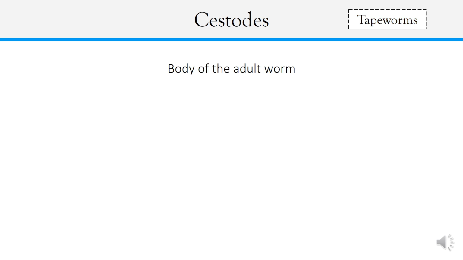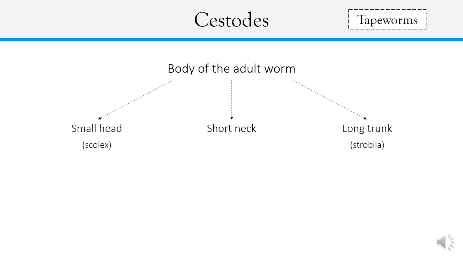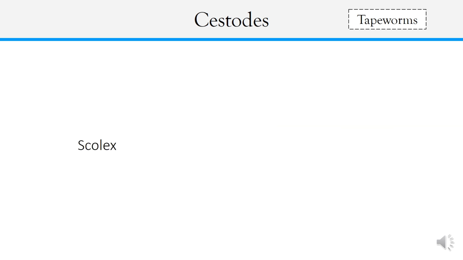The body of the adult worm is composed of a small head, a short neck, and a quite long trunk. The name of the trunk is strobila, and the small head is usually called the scolex. Let's look at the scolex in more detail.